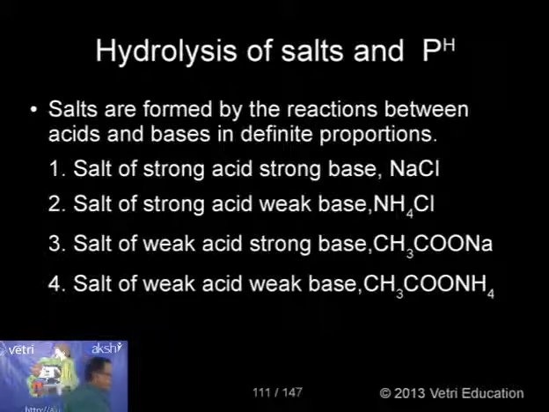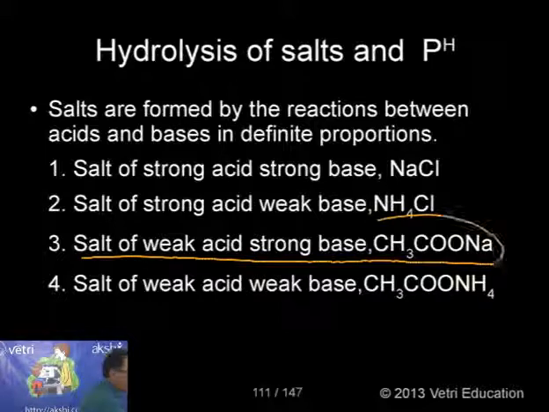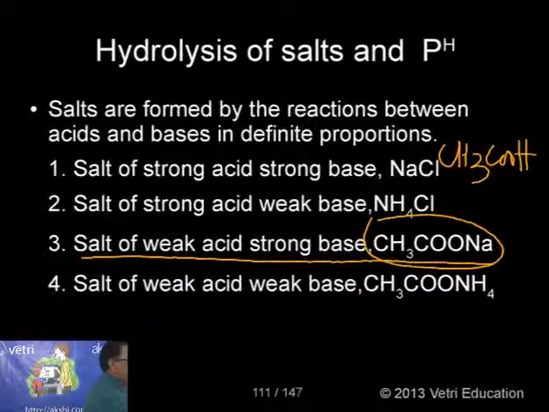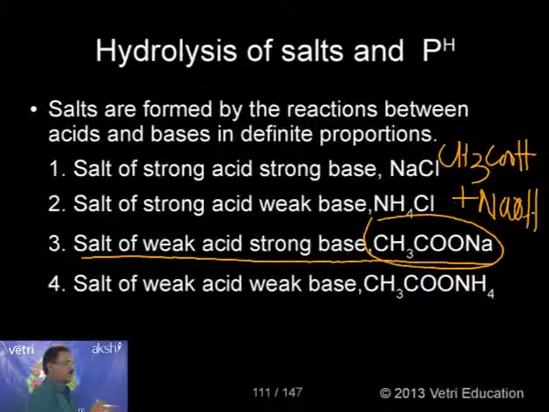The third type is salt of weak acid and strong base. A specific example is sodium acetate. This salt is formed from a weak acid, acetic acid, an organic acid, plus a strong base, sodium hydroxide. Sodium hydroxide reacts with acetic acid to produce sodium acetate, which is the salt of weak acid, strong base. This is the third type.